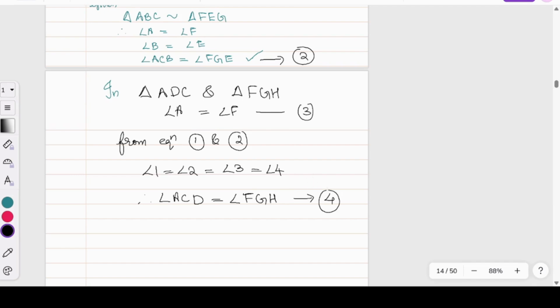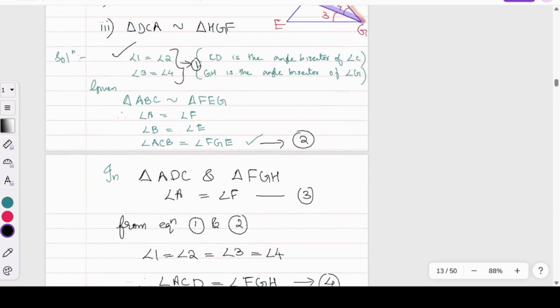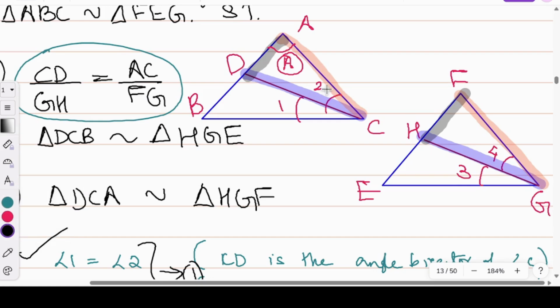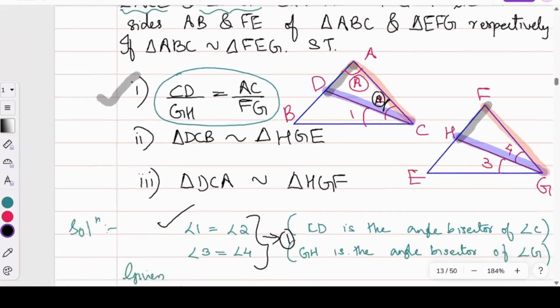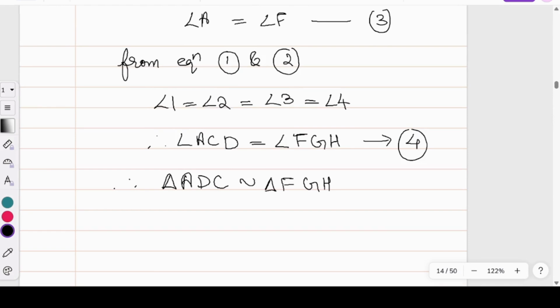From 3 and 4, what can I write? Therefore, triangle ADC is similar to triangle FGH. If these two triangles are similar, by which criteria can I write that? Here we used the angle, again here also we used the angle, here also we used angle. So by using AA similarity criteria.